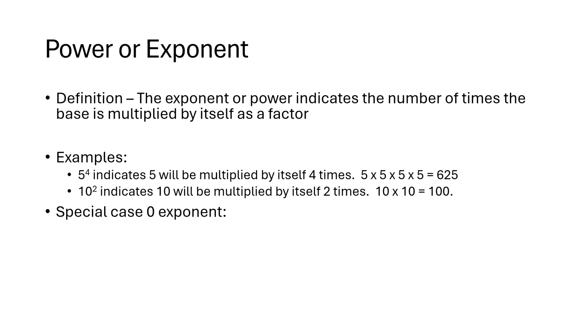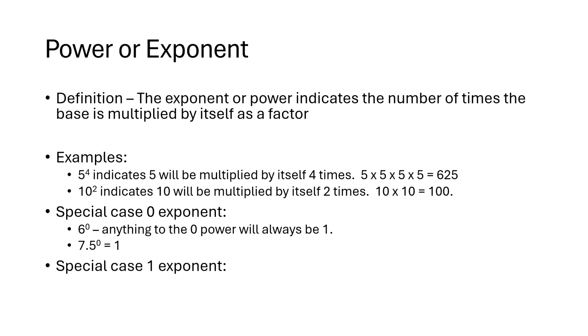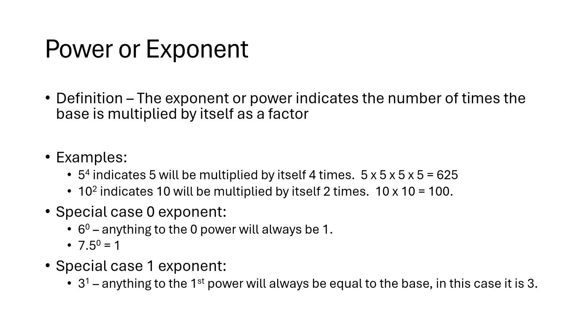Here's a special case with a 0 exponent. 6 to the 0, or anything to the 0 power, will always be 1. 7.5 to the 0 power equals 1. Special case when the exponent is 1. Anything to the first power will always be equal to the base. So 3 to the first power is 3.